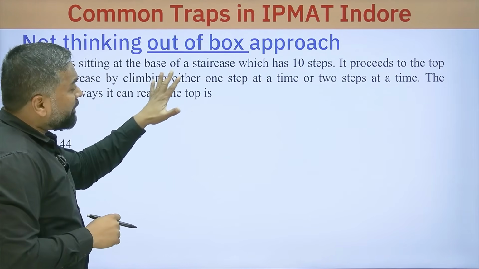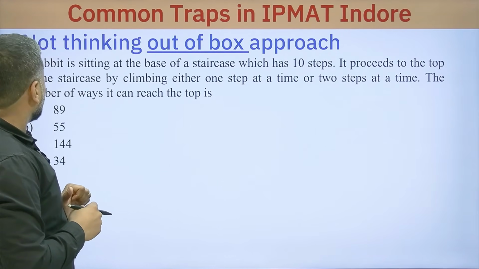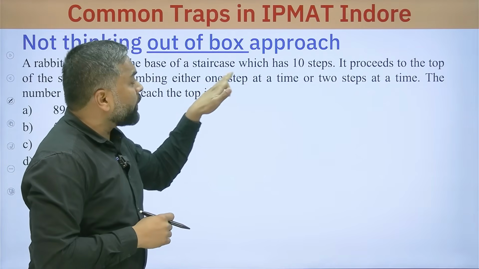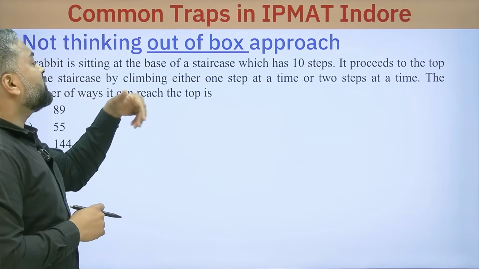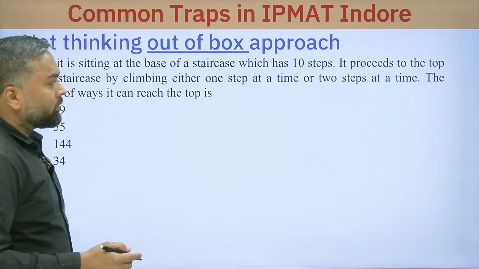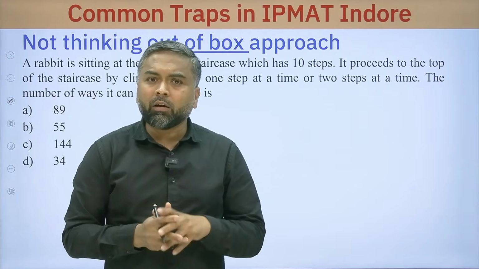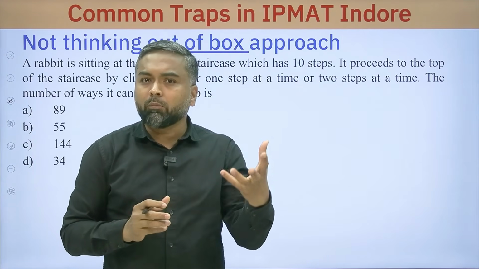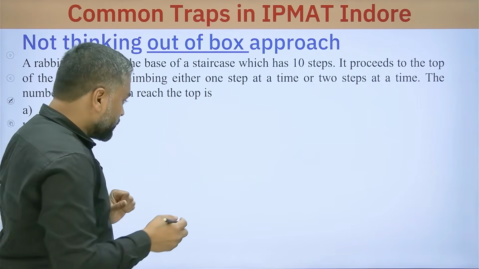A rabbit is sitting at the base of a staircase which has 10 steps. It proceeds to the top of the staircase by climbing either 1 step at a time or 2 steps at a time. The number of ways it can reach the top is? So it is a difficult question, no doubt, but if you think with a slightly out-of-the-box approach, you can solve this question like this. Let me explain this.